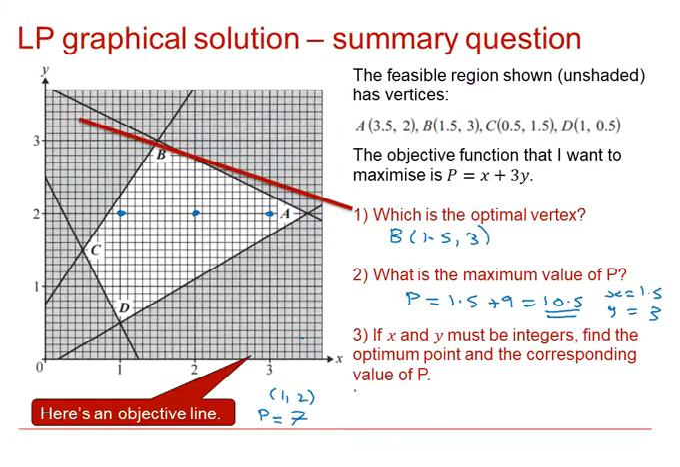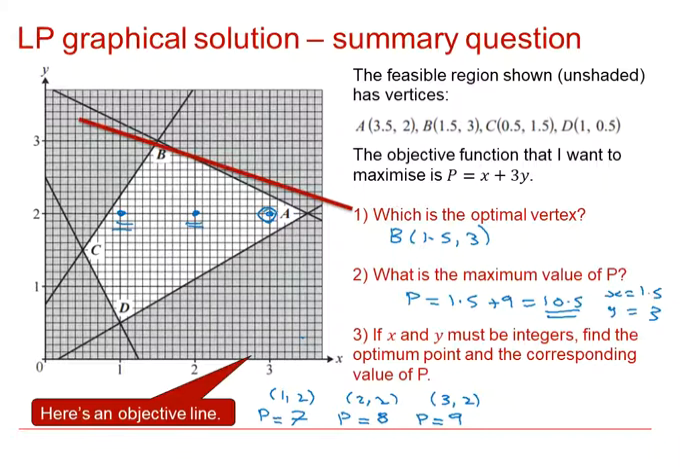At the point (2, 2), we get P again is x plus 3y, so that's 2 plus 6 is 8. And lastly at the point (3, 2), we get P is x plus 3y, so that's 3 plus 6 is 9. And it's quite interesting here that our optimum integer solution is here, which is quite a long way from B, but needed to be tested. Don't assume that it's always going to be the closest one to B.